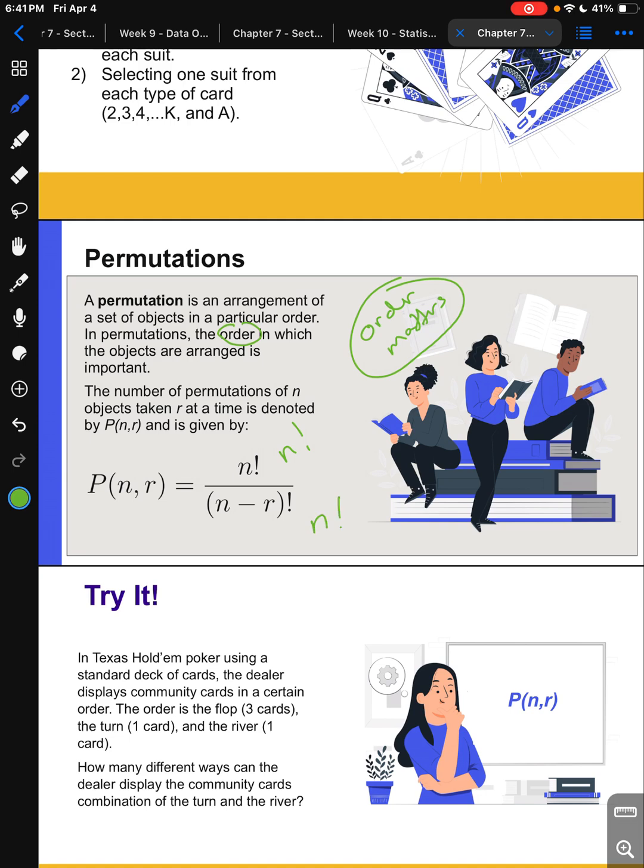So if I do 5 factorial, that's the same as 5 times 4 times 3 times 2 times 1, which would be equal to 20 times 6 times 1, or 120. That's the factorial piece. The 4 factorial is equal to 4 times 3 times 2 times 1, or 12 times 2, or 24. That's how you do permutations.